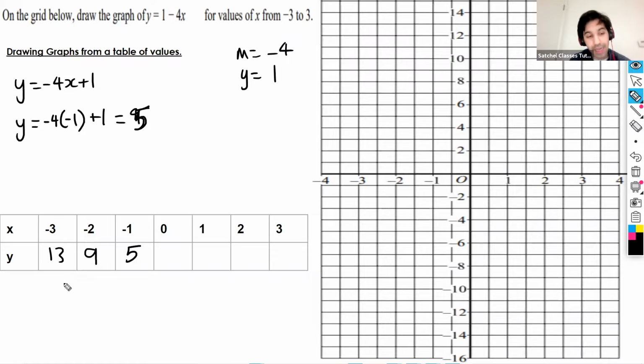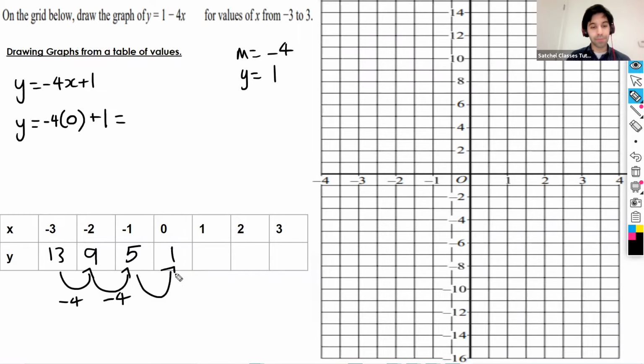Now notice again, there is a pattern emerging. We are subtracting 4 each time. And I'm just going to try this for the x value of 0. Now I should get 1 for my y value, but let's just test it out using the equation. So if I substitute 0, well, -4 times 0 is 0, plus 1 is 1. So I can be quite confident that the y coordinates are decreasing by a constant amount of -4.